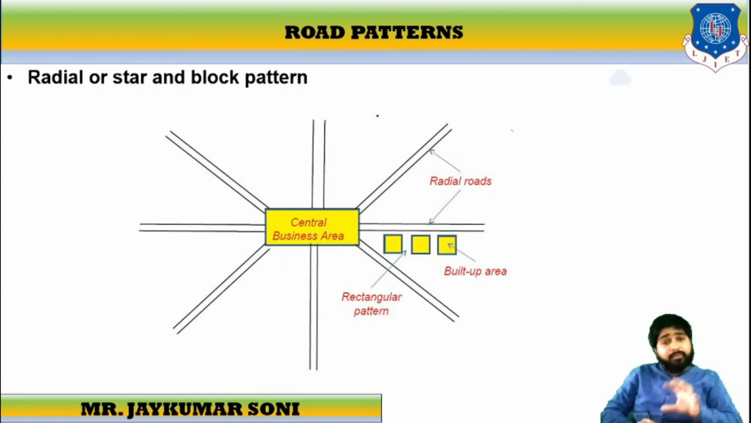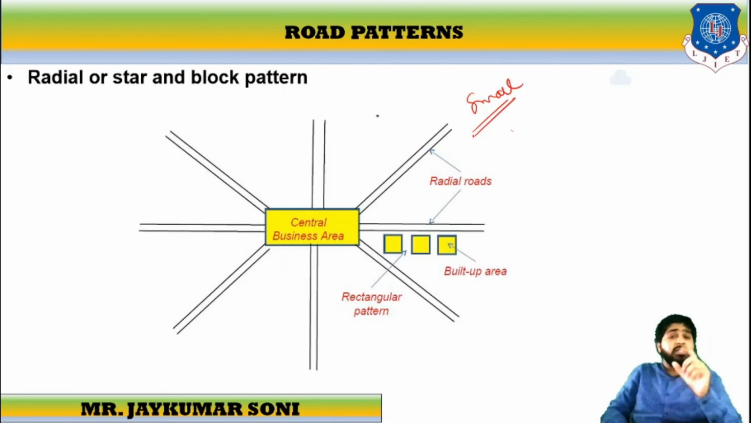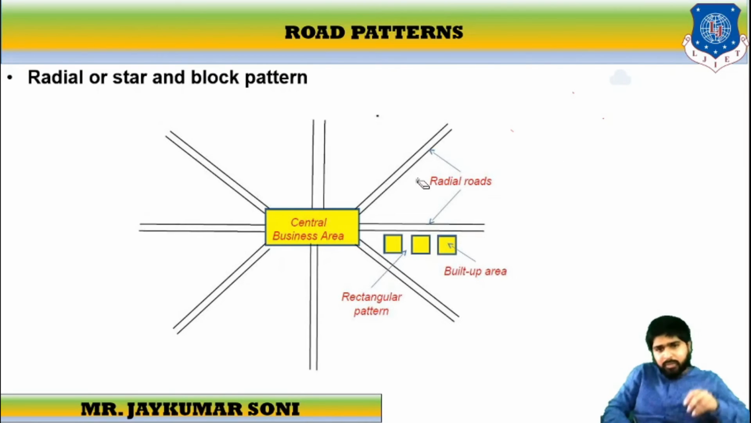This kind of pattern is called the radial or star and block pattern, and it can be used in a smaller town or smaller area. It is used in one of the famous areas called Connaught Place in New Delhi. And here you can also observe the combination of ring and radial. In the case of Ahmedabad city, if you zoom out the city map, you will be able to observe this kind of road pattern. So this was about the radial or star and block pattern.